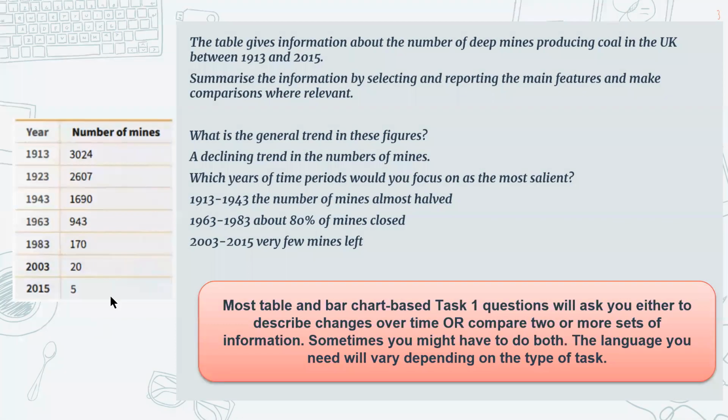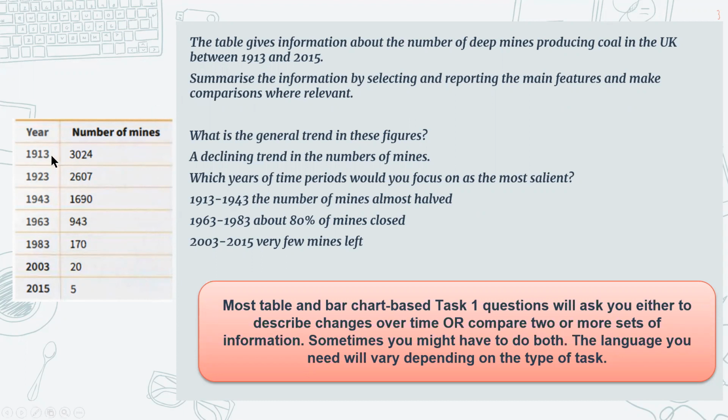Okay, so now let's talk about tables. We talked about the pie chart, the bar chart before, and the graphs, but you can get a table. Your question could be about a table. The table gives information about the number of deep mines producing coal in the UK between 1913 and 2015. Summarize the information by selecting and reporting the main features and make comparisons where relevant.